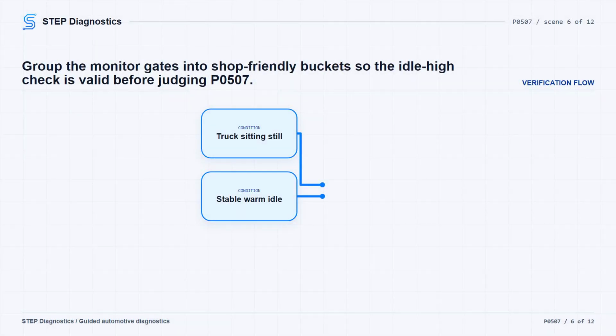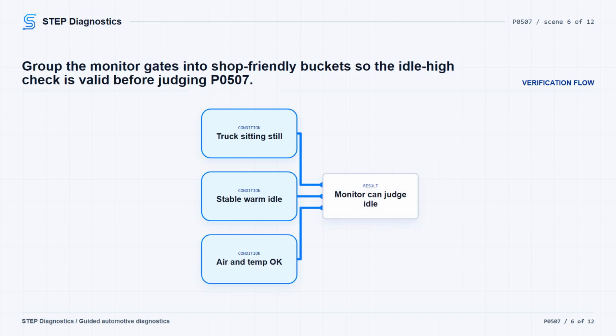For this check to be meaningful, make sure the monitor gates line up. The required operating points include barometric pressure greater than 70 kPa, engine idling for greater than 5 seconds, engine running for greater than 1 minute, engine coolant temperature greater than 60 degrees Celsius, 140 degrees Fahrenheit. Engine speed varies less than ±25 RPM.